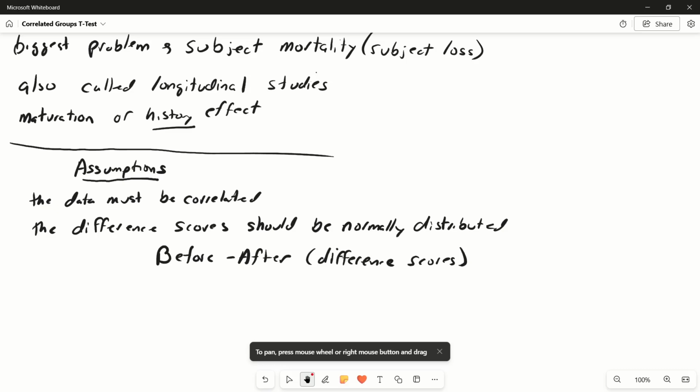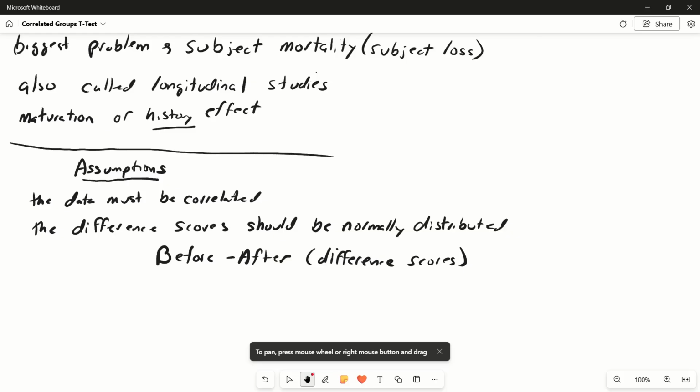Now, it plays a bigger part that they're normally distributed if your sample is small. If your sample is large, it's not as big of an issue. But if you have a small sample and you have outliers in the difference scores, for example, the before minus after is gigantic for a few people and much smaller for the majority of other people, you're going to have a skewed distribution of difference scores, and it's going to be a problem if you have a small sample. If you have a large sample, not a big issue.